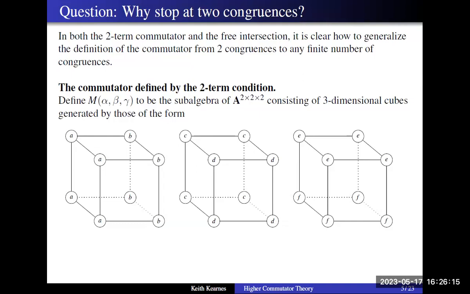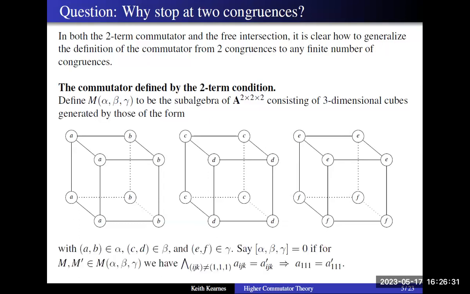And the last dimension, top face versus bottom face. I have E's on the top, F's on the bottom, and I want the pair EF to come from gamma. Now I generate a subalgebra with all of these cubes. I'm going to get a subalgebra of cubes, and I'm going to write down my definition of a two-term commutator. I take two matrices, M and M prime, from this subalgebra, and I say if those two cubes that I picked agree on 7 of their vertices, they must agree on the 8th position as well. Okay, it's a definition of a commutator that involves 3 congruences this time.